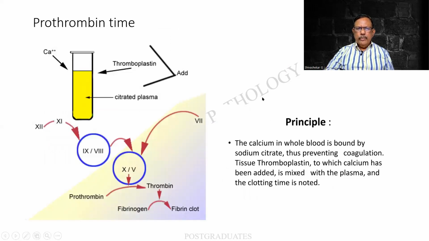So this is the prothrombin time. You find that there is a citrated plasma to which the thromboplastin and the calcium are being added, after which you find that the coagulation process is set in motion. Finally, you get a fibrin clot. So unless this step is completed, you will not be getting the product over here.